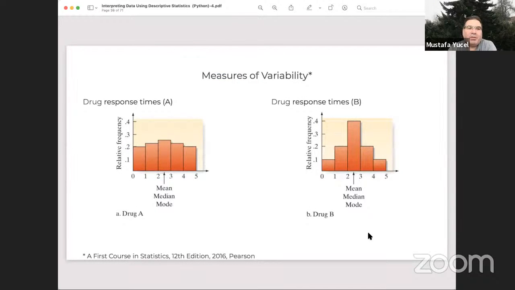This is another sample from the drug industry. As you know, these days drugs, medicine and vaccines are very important. Let's say there are two drugs, drug A and drug B, and these are the drug response times. You see in drug A, response times are different; it's not centered. But when you look at drug B, the mean, median, and mode are the same, and it is not very dispersed. Okay, there are still some minimum and maximum values, but most of the data are centered here. Here, it's not centered, it's dispersed.